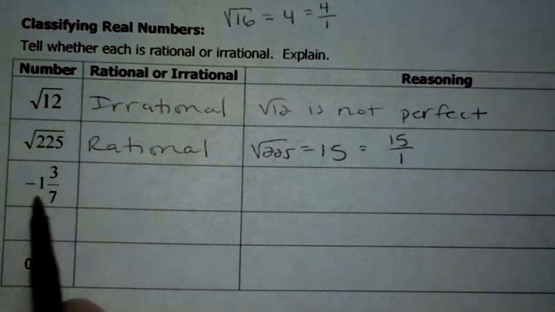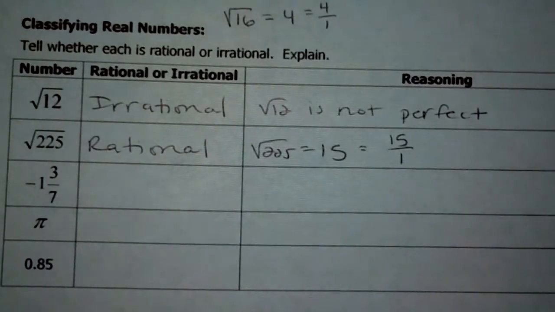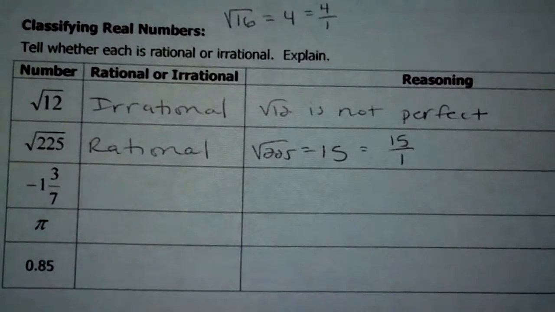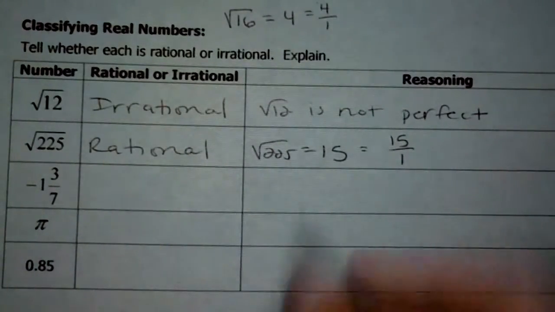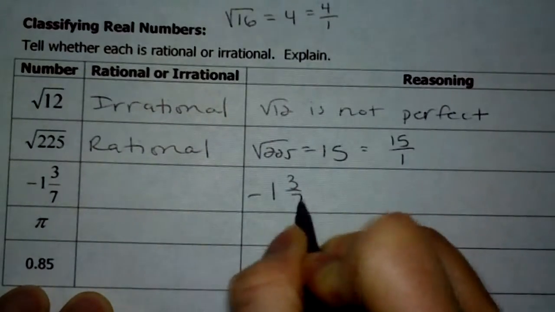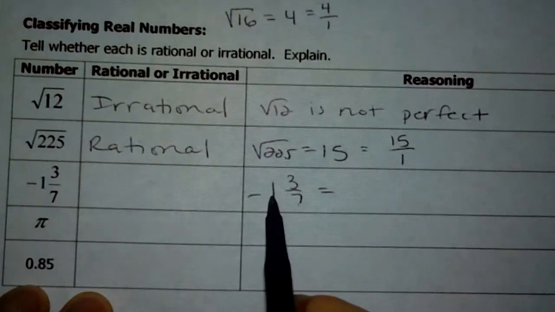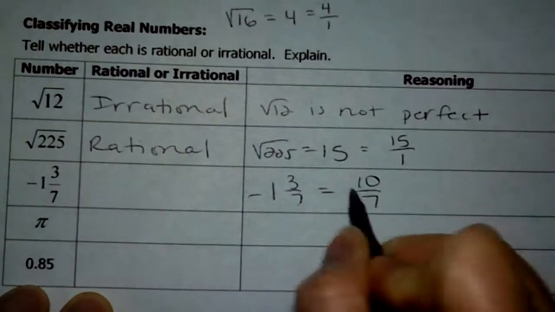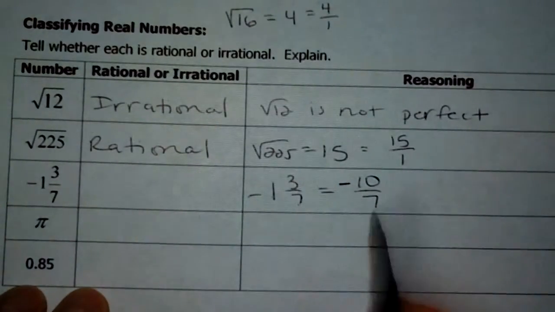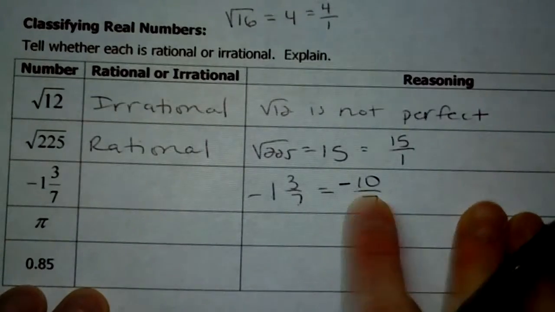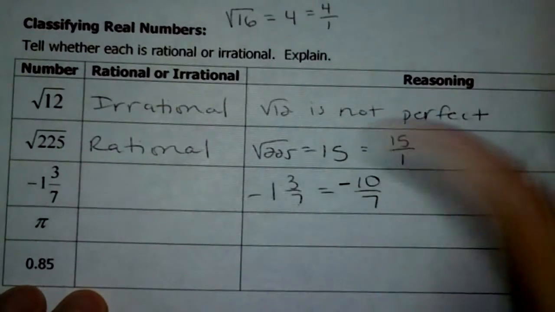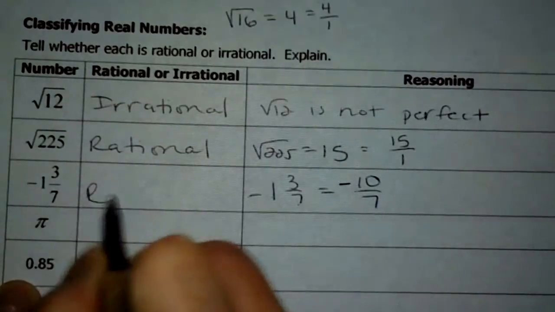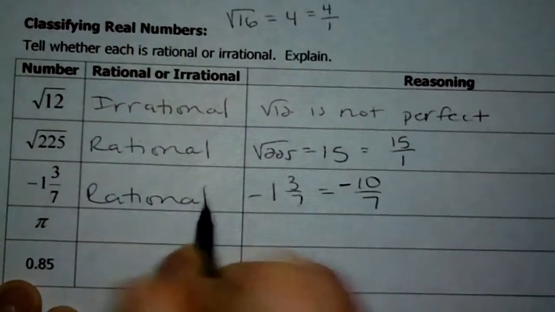All right, this next one, I have negative 1 and 3 sevenths. And any number that I can write as a ratio of two integers is considered to be rational. If you take negative 1 and 3 sevenths, 7 times 1 is 7, 7 plus 3 is 10, and I bring that negative sign in, is negative 10 an integer? Yes. Is 7 an integer? Yes. That would make this the ratio of two integers, which means it's rational.